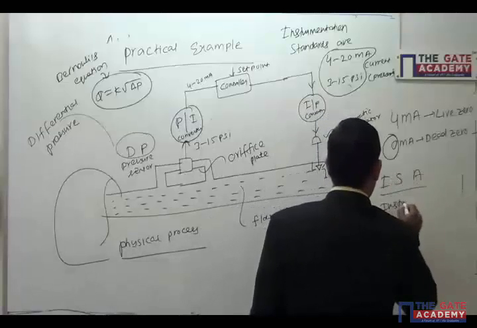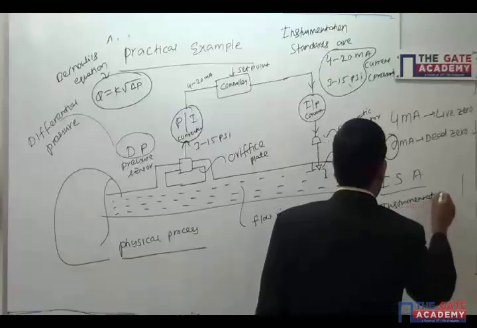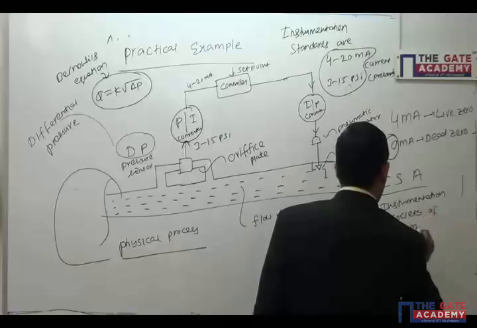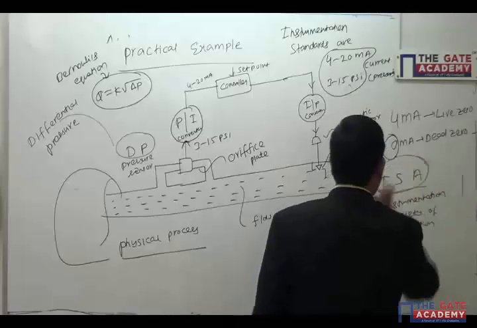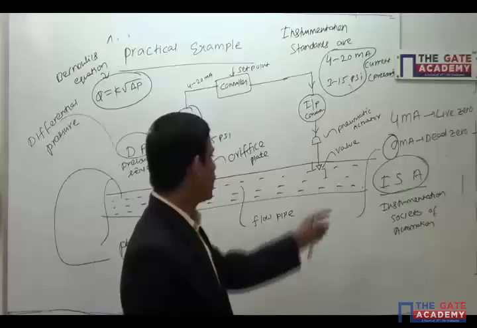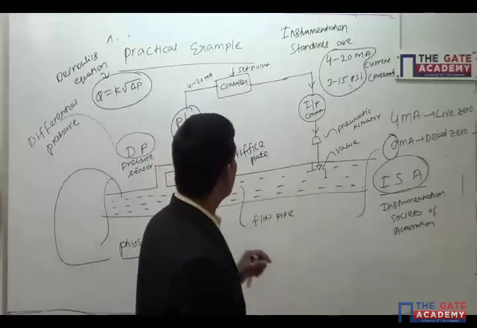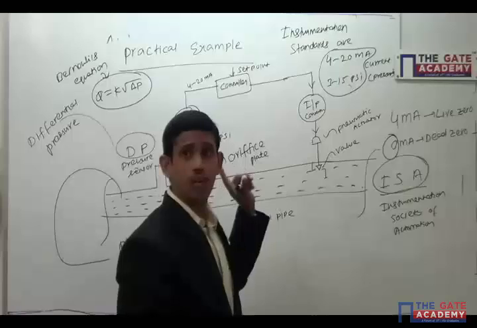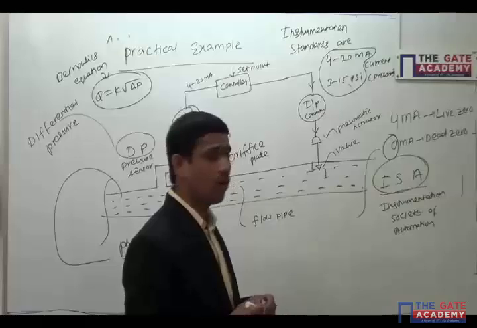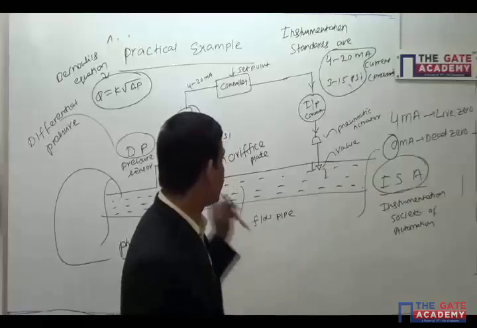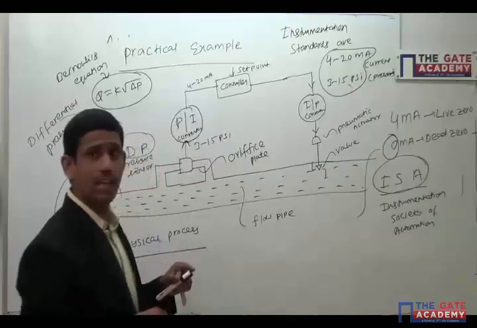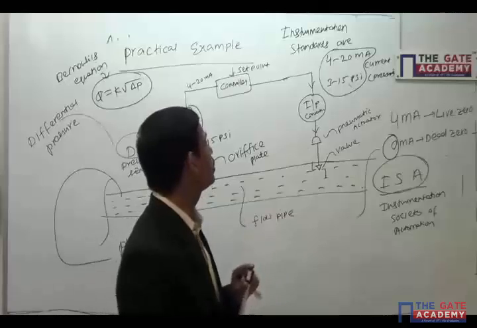Similarly, there is ISA, the Instrumentation Society of Automation. Based on this standard, they have designed 4 to 20 milliamperes. Any process variable will be converted into 4 to 20 milliamperes and pressure quantity will be converted into 3 to 15 psi. This standard is followed by international standards. Whoever designs the transmitter has to follow these norms.